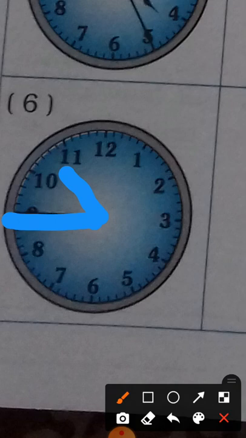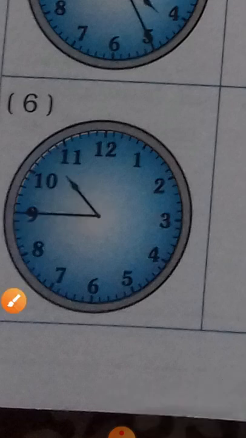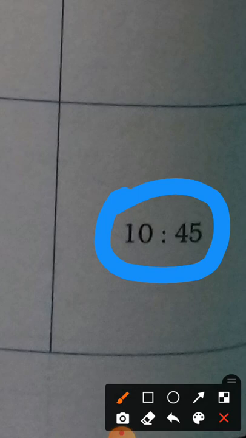So 5 nines are 45. So it is 10 o'clock and 45 minutes. Yes, it's here. So we put a circle on it: 10 o'clock and 45 minutes.